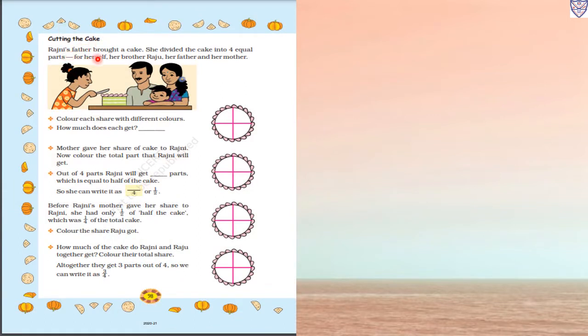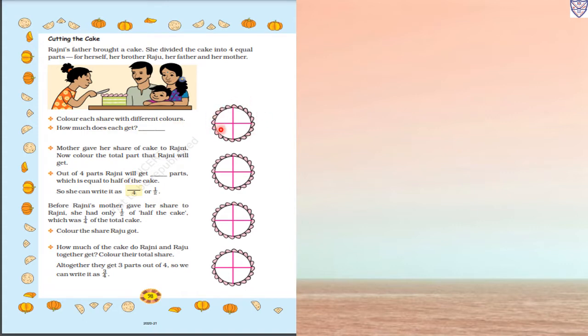Rajni's father brought a cake. She divided the cake into 4 equal parts for herself, her brother Raju, her father and her mother. How many members are there in total? 4: Rajni, her brother, her father and her mother. She has to make the cake into 4 equal parts. So color each share with different colors.